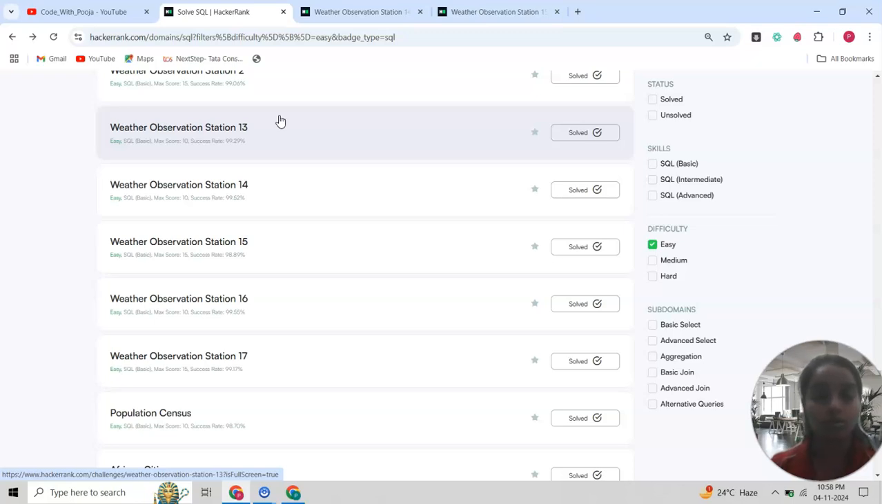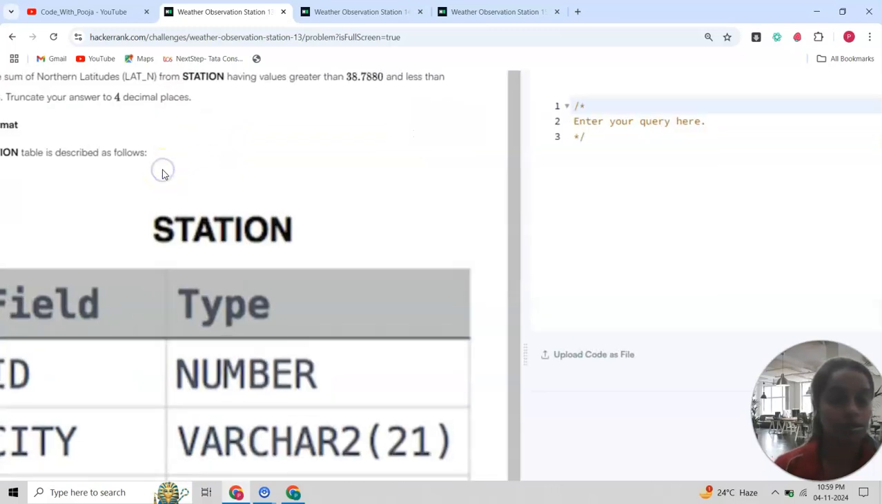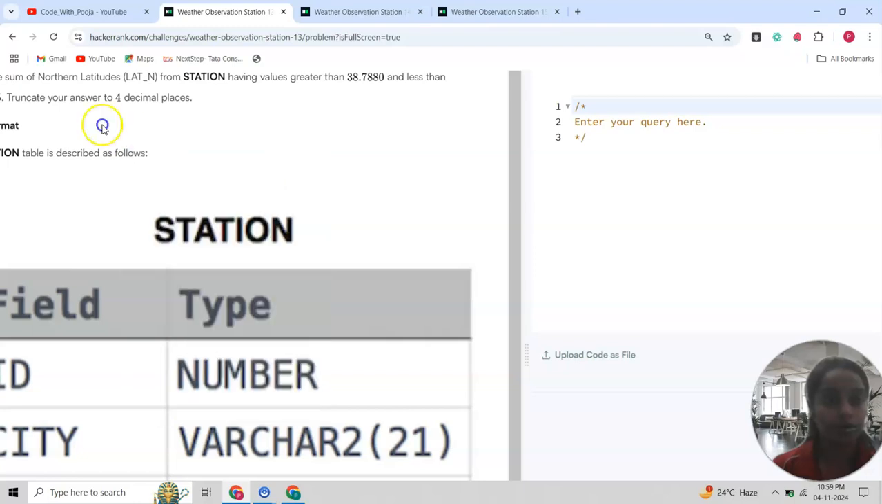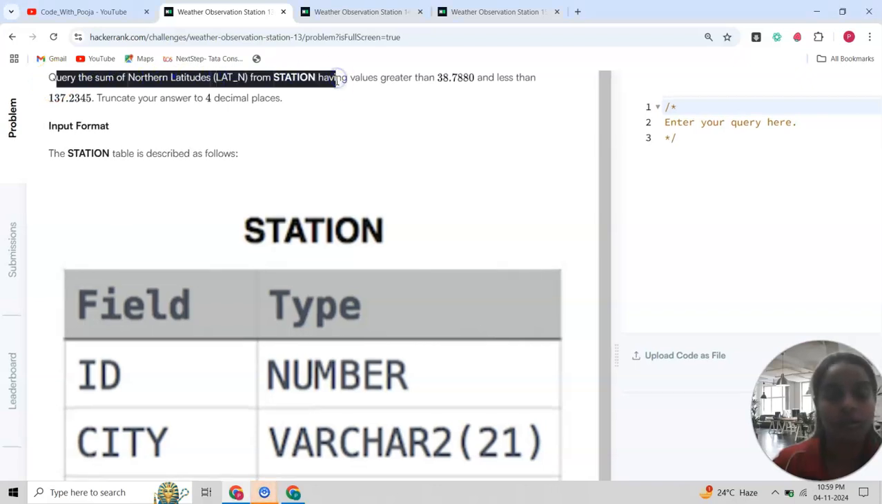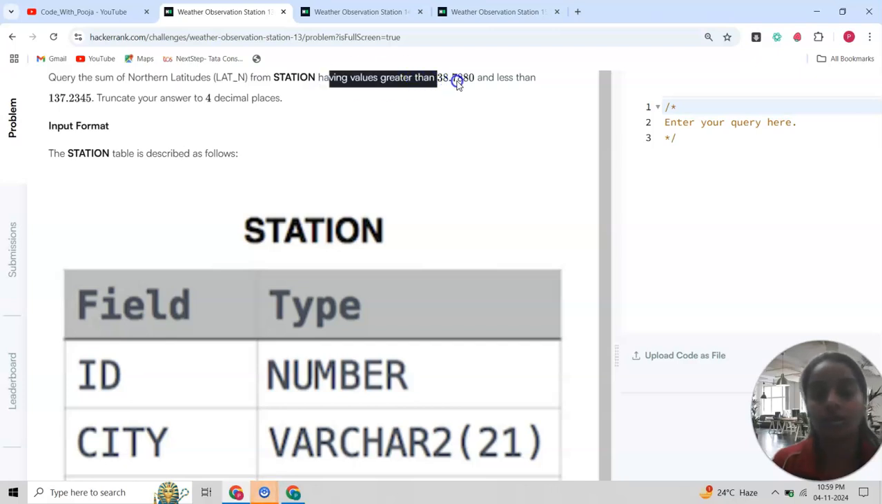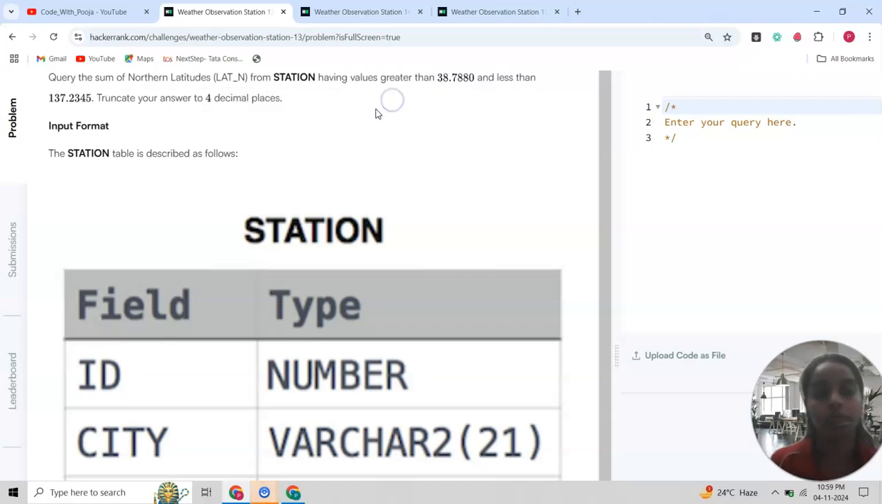So today the first question is Weather Observation Station 13. Query the sum of northern latitudes for station from stations having values greater than this one and less than 137.2345. And we also have to truncate the answer to 4 decimals.